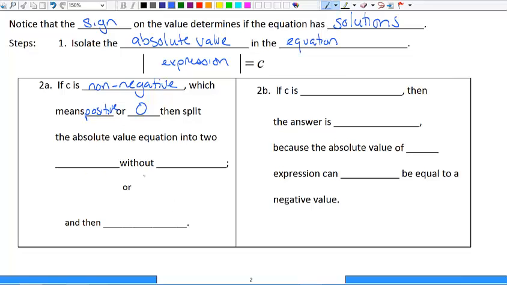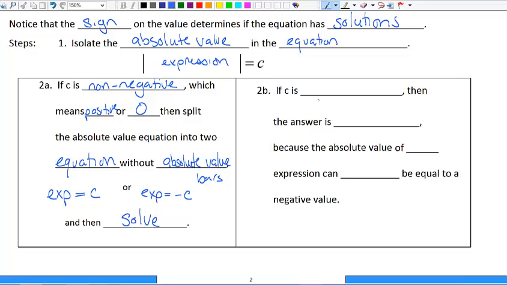Then what I want you to do is split the equation into two equations without the absolute value bars. And they're going to look like this. Either the expression inside the bars equals C, so whatever the expression is could be equal to C, and the absolute value of C is equal to C, or the expression inside the bars could be equal to negative C, because if the expression equals negative C, when you take the absolute value of negative C, it turns out to be positive C. Lastly, you'll need to solve. So these are the steps to take if it's non-negative.